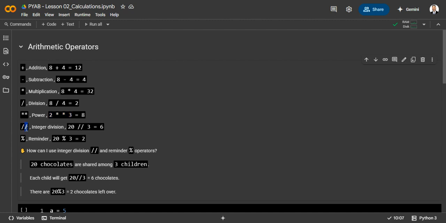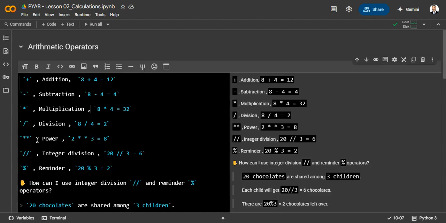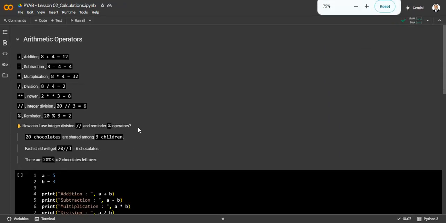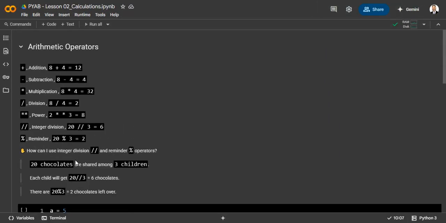Another new one that you are learning today is the integer division, double slash. 20 double slash 3 is 6. Meaning when you divide 20 by 3, there will be 6 whole 3's. So the quotient is 6. Percentage is known as remainder. When you divide 20 by 3, you will get a remainder of 2.